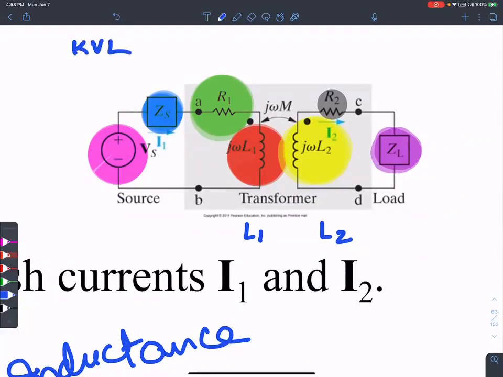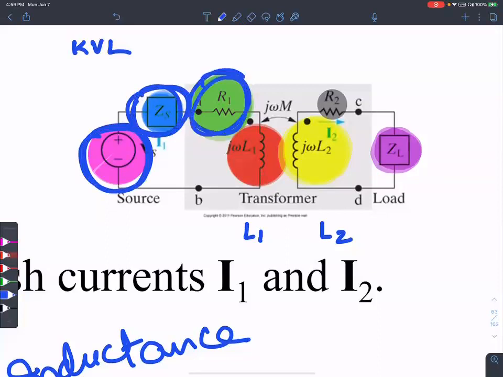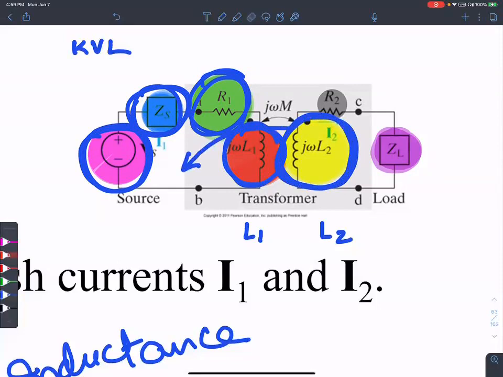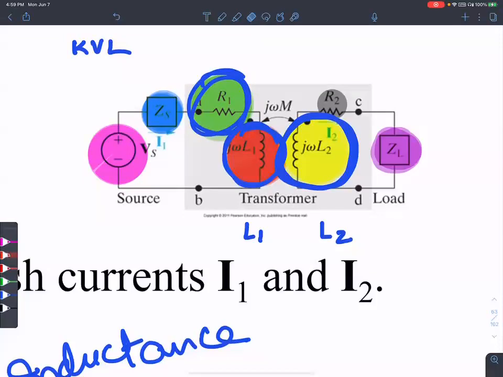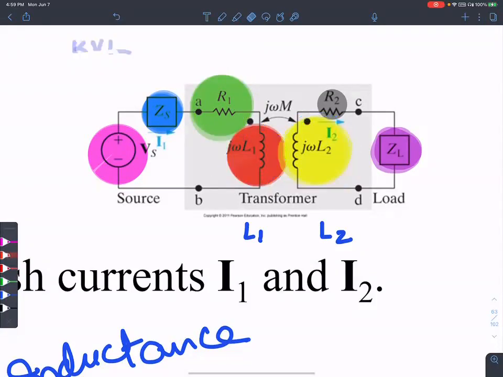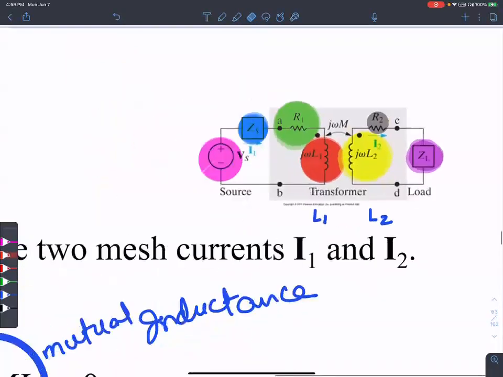Okay, if you try to write KVL, there are four components that are dropping the voltage, and a mutual inductance coming from this source. Current I2 is also going to drop a voltage in this loop. That's what we discussed in the mutual inductance idea, right? So that's exactly what we are doing here.